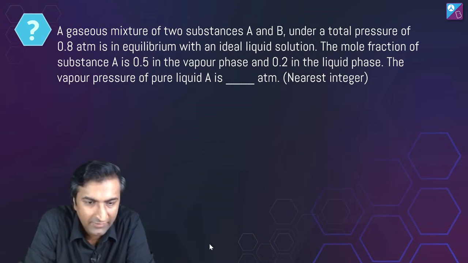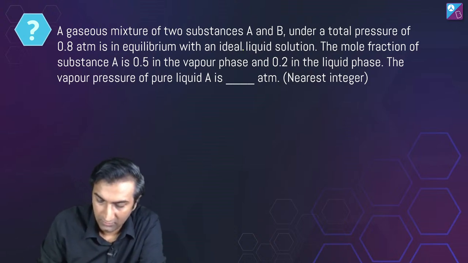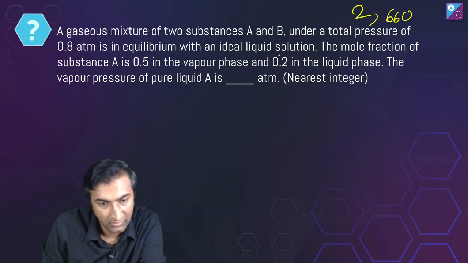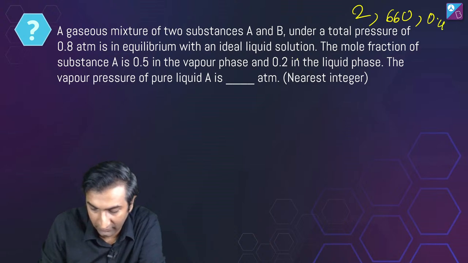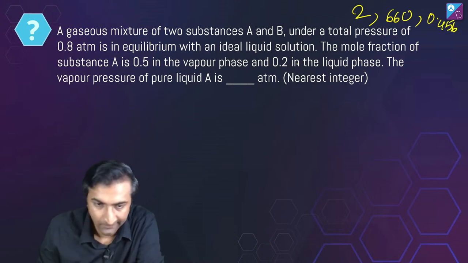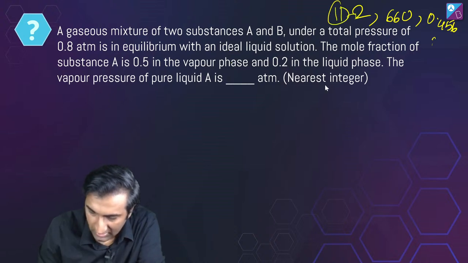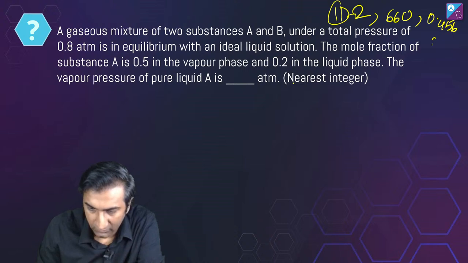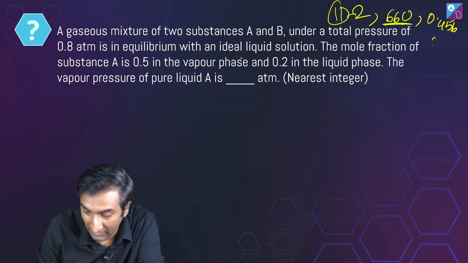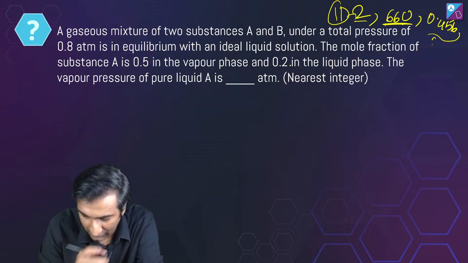You think two? Titha is saying two. Tamanna is saying 660. And Saloni is saying 0.456. Surya is saying two. So, two people for two. Cool. The number 660 seems a little high to me. This number 2 or 0.456 may be possible.